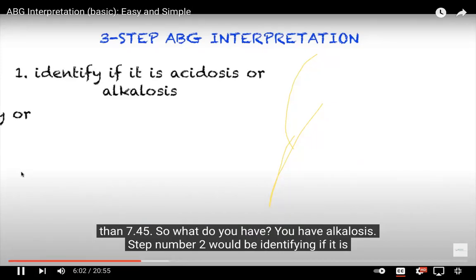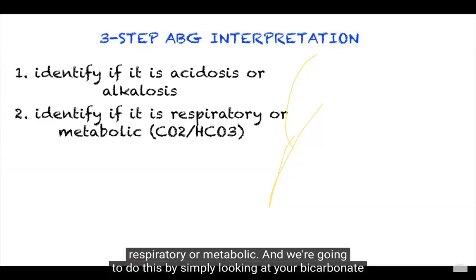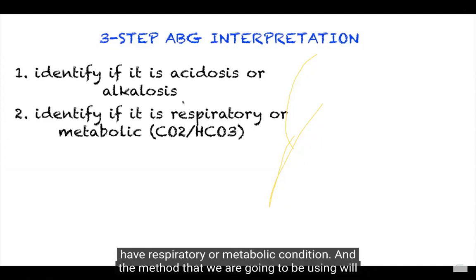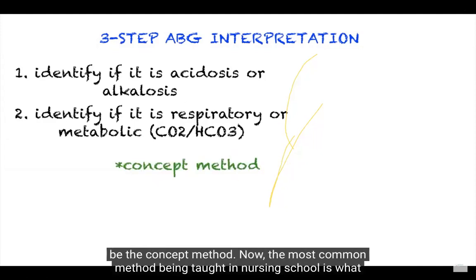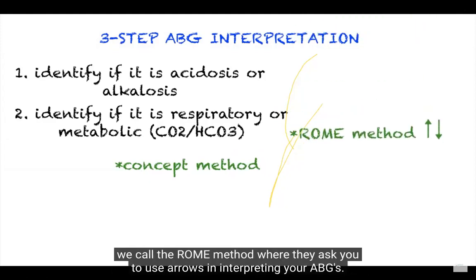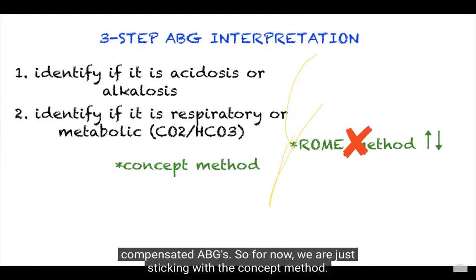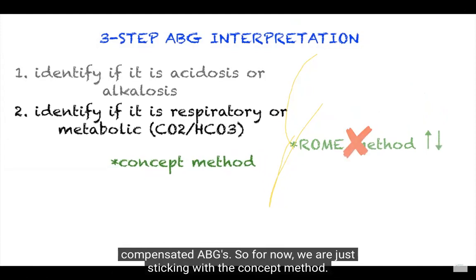Number 2 is identifying if it is respiratory or metabolic. We're going to do this by simply looking at your bicarbonate and carbon dioxide and comparing that to your pH. Through this, we will know whether you have a respiratory or metabolic condition. The method that we are going to be using is the concept method. The most common method being taught in nursing school is the ROME method, where they ask you to use arrows in interpreting your ABGs. However, we will not be using this here because that method doesn't really work well for compensated ABG. So for now, we are just sticking with the concept method.